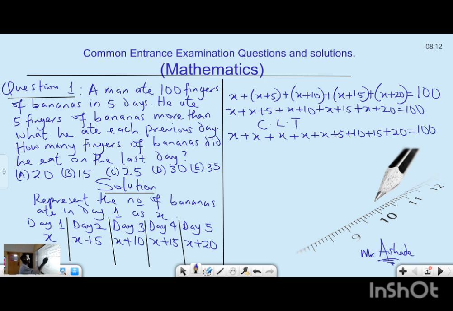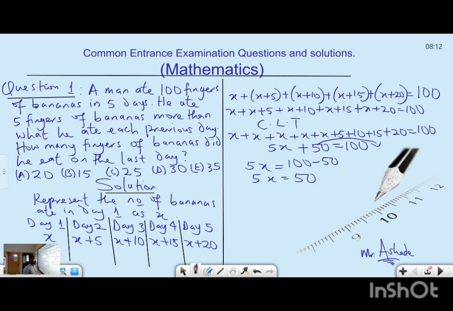So at the end of the day, we have 1X plus another X plus another X, altogether this is 5X. Plus 5 plus 10 is 15. 15 plus 15 is 30. 30 plus 20 is 50, equals 100. So we bring this 50 and move it to the other side of the equation. It becomes minus 50. 5X equals 100 minus 50. So 5X equals 50.